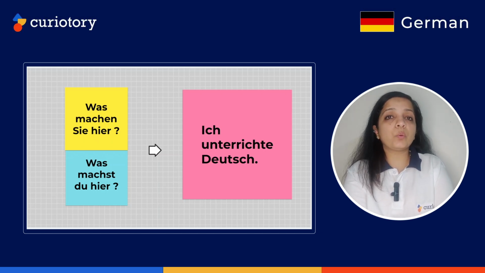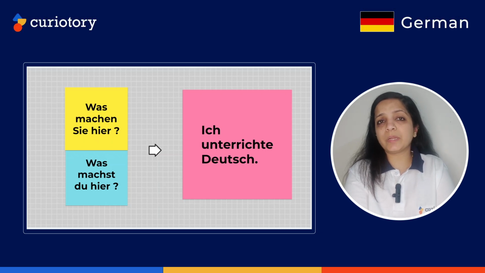But if you ask this question to a friend, so you will talk in an informal way, right? So how are you going to say this question in the informal way? You will say, Was machst du hier? Means, what are you doing here? So this question can be used at various places, as and when needed.